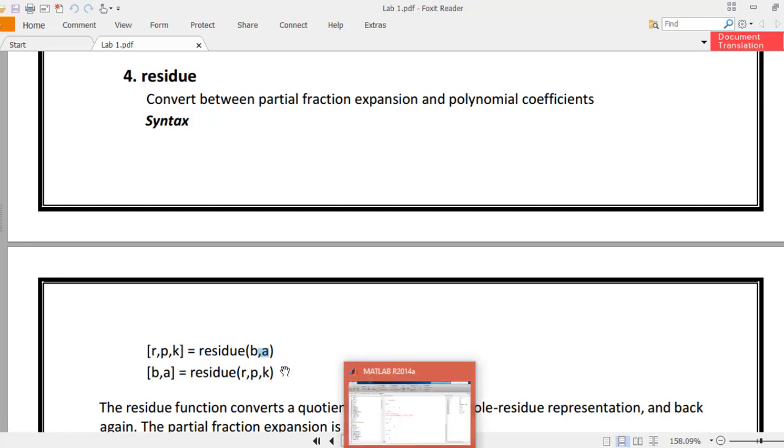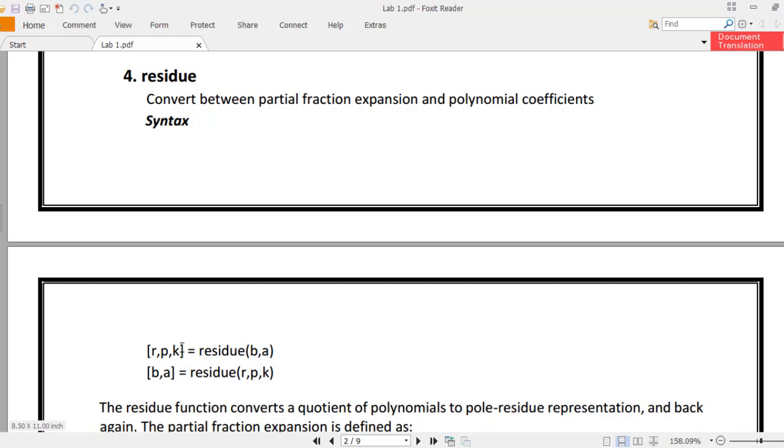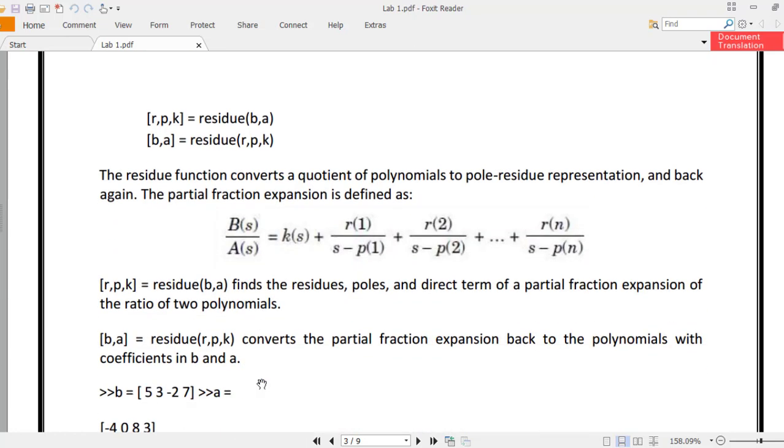I mean that if you mention 3 outputs and 2 inputs to this command, then it will give you partial fractions, the R's, the P's and the K's at the output. And if you mention 2 outputs and 3 inputs, then it would convert a partial fraction to a rational expression. So we can go on with an example.